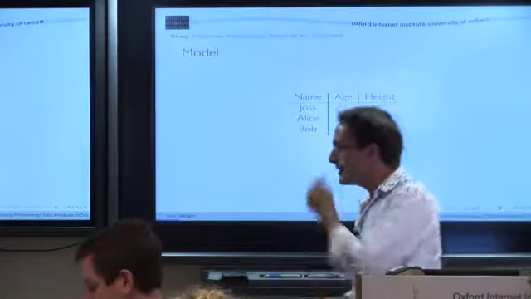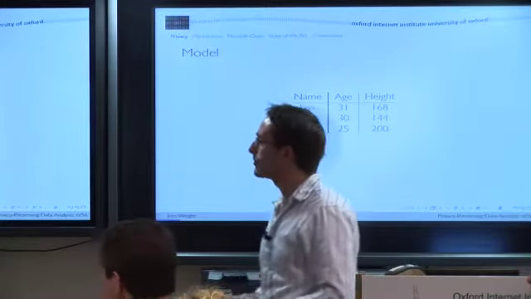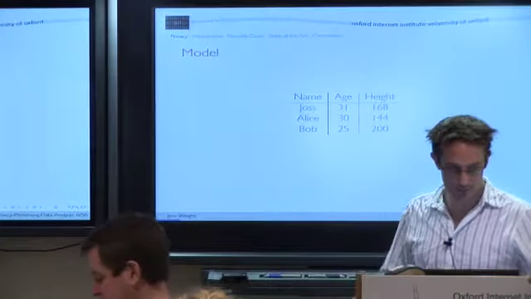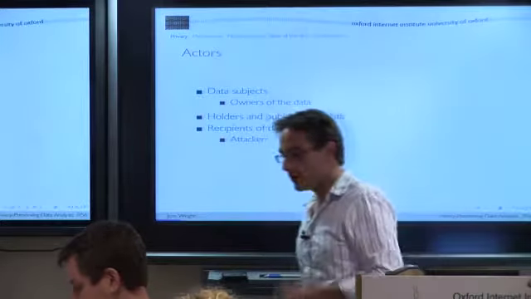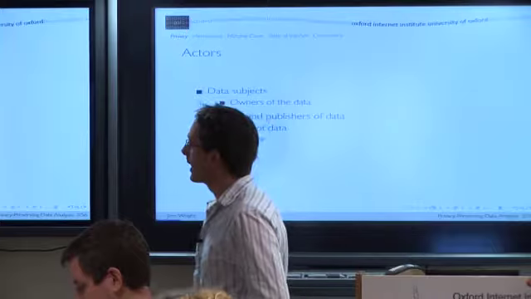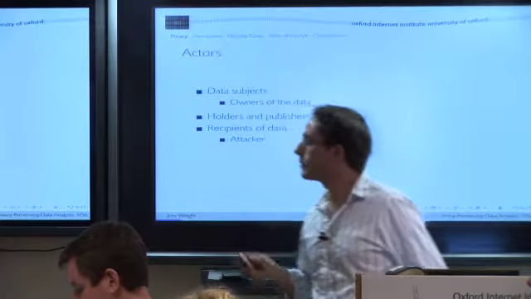Alice is 30 years old, 144 centimeters tall. Bob is 25 years old and 200 centimeters tall. So the people in this database, or the people who are going to interact with this kind of model that we're looking at, we can break these down into a number of different parties.